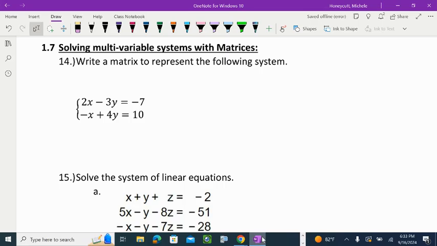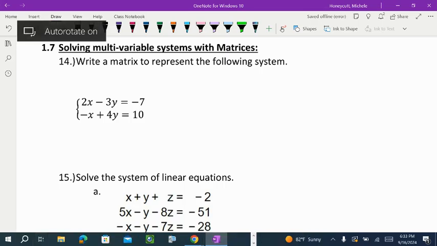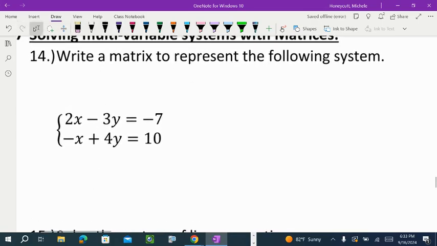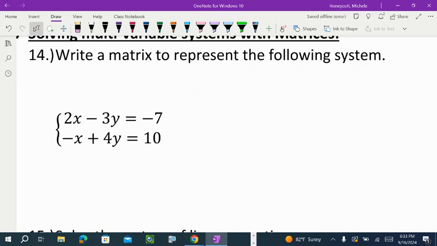We're going to write a matrix to represent the following system. So our system is 2x minus 3y equals negative 7, and negative x plus 4y equals 10. So if I'm going to write a matrix, then what I need to do is make sure my equations are stacked. So I want to make sure all the x's are stacked above each other, all the y's are stacked, all the equal signs, and all the constants. That is happening here. Yay!